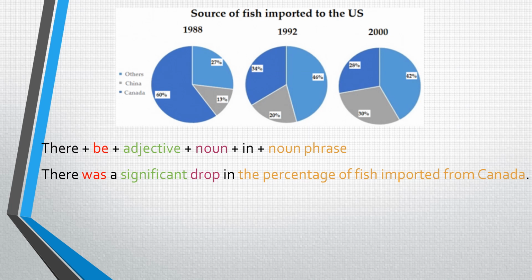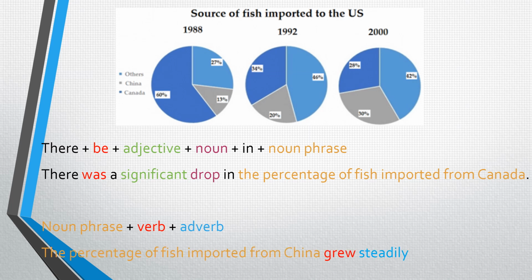And the other structure we need to know is this one, noun phrase plus verb plus adverb. And here we could write, the percentage of fish imported from China grew steadily. So there we go. Two nice, simple ways to describe a trend over time.